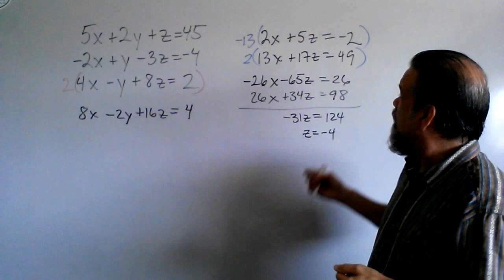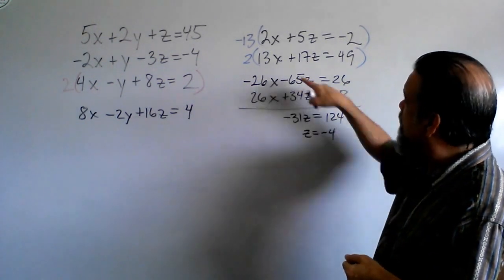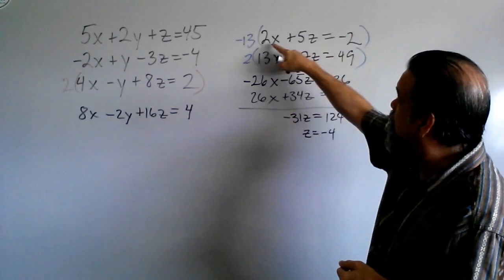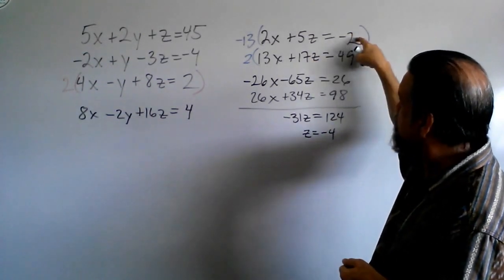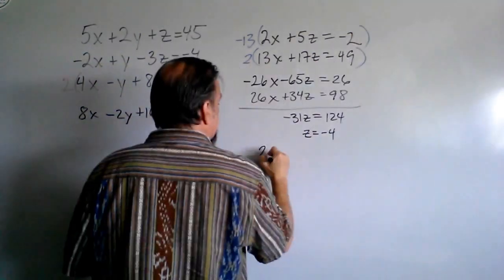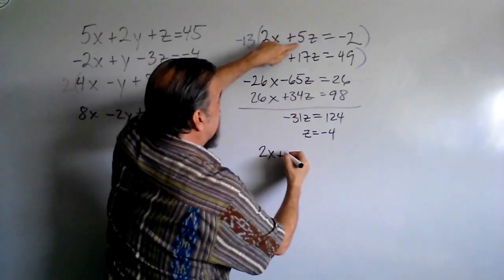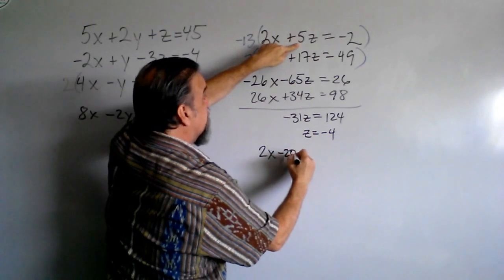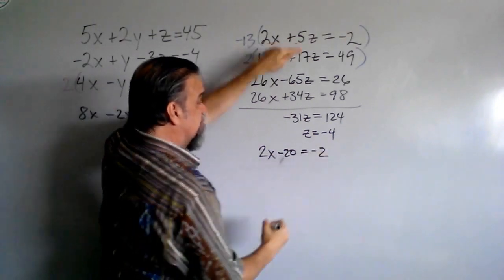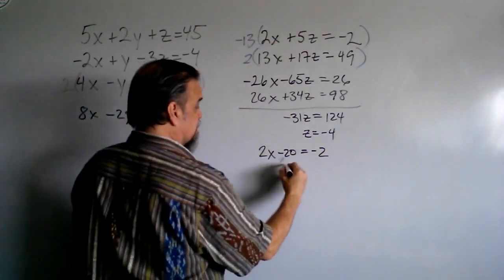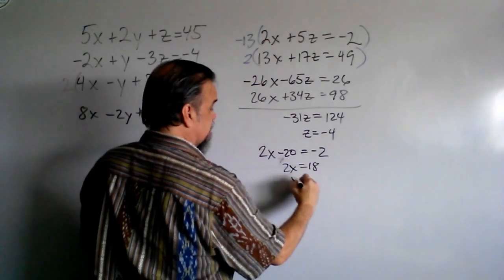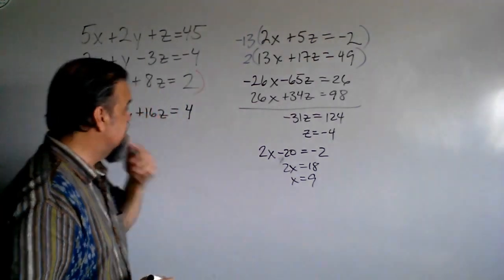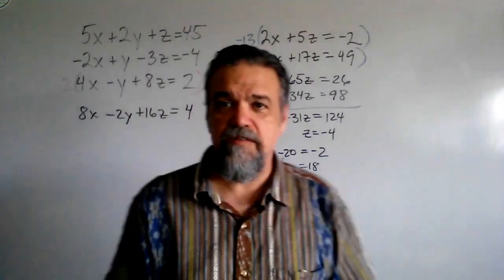The x. Why? Because look, I know what z is now, and I can just plug it into one of the equations. Actually, let's do that one, the one with the smaller numbers. I'll plug it into this equation right there. So now I've got 2x plus 5 times negative 4, let's call that minus 20, equals negative 2. Adding 20 to both sides, I get 2x equals 18, so x must be 9.